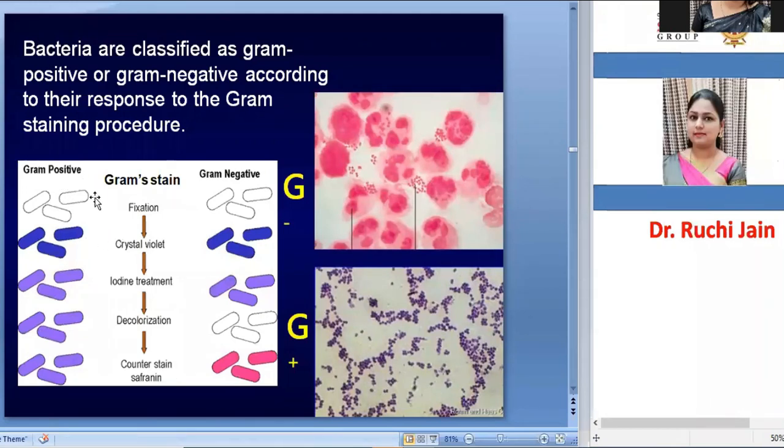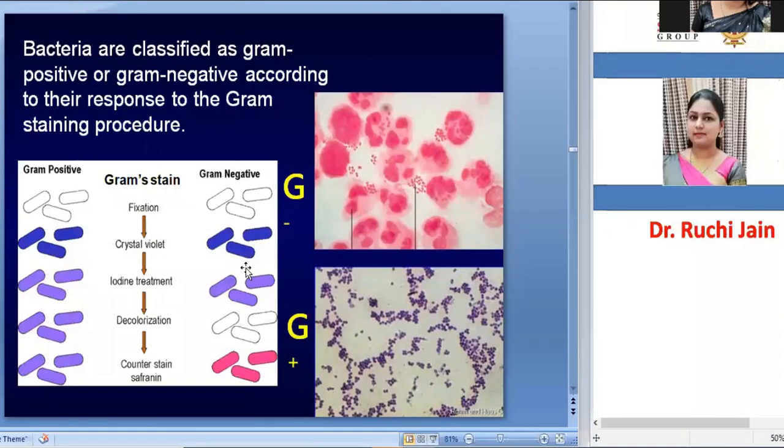In the case of gram positive, the bacterial cell has a cell wall of high thickness. So they acquire the crystal violet stain, and after the destaining step, they do not acquire the safranin stain because of the thickness of the gram-positive cell wall. So they only retain the crystal violet stain.